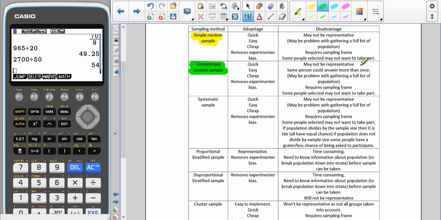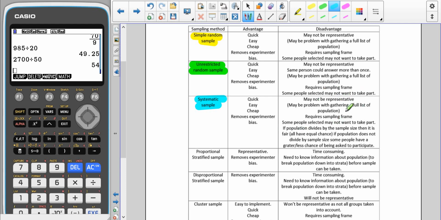However, it still might not be representative. The same person may give their answer more than once, because remember that we're including the repeats this time. There may be a problem in gathering the whole list and making the sampling frame. Again, that's described in the other video. And some people selected may not want to take part. For our systematic sample, it's still quick, easy, cheap and removes experimental bias.